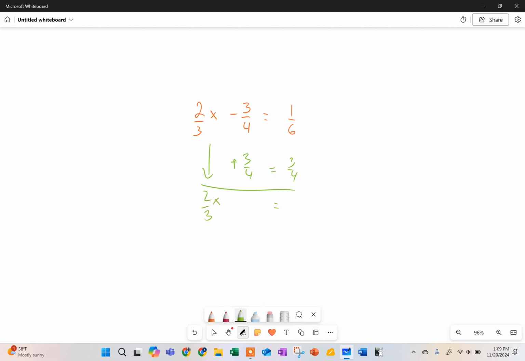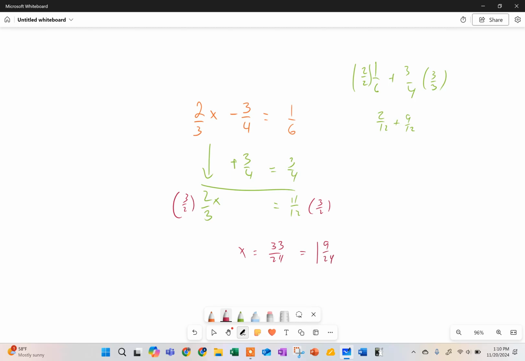And then we'd have 1/6 plus 3/4, which means I have to get a common denominator, which would be 12, which would be 3/3. So that gives us 2/12 plus 9/12, and that would give us 11/12. And then I'm going to have to multiply by 3/2, and this by 3/2. And that means that x equals 33/24, which is really equal to 1 and 9/24.